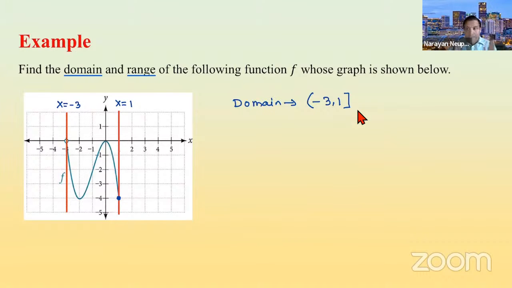Because domain are the x values. That's why I draw those vertical lines to represent the x value. And we saw that the graph is between those two values. Okay. Similarly, to find the range, when we say range, these are the output values or y values. So let's find out where is our graph in terms of y, from where up to where.